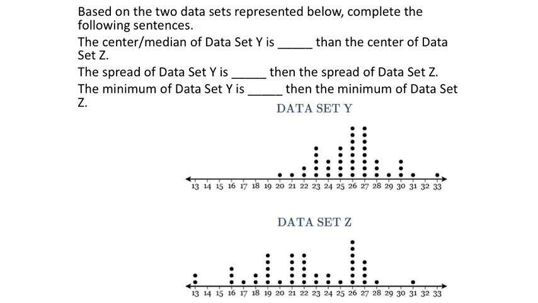spread, although you could. The minimum is going to be easy to find just because it's the dot, in this case, furthest to the left, and that's okay. I'm going to start with the median because that's the first question here. The median for set y, I would expect it to be somewhere in this area. Okay, so that's where I'm expecting the median. Now, is that exactly where the median is? I don't know, but I also don't care.